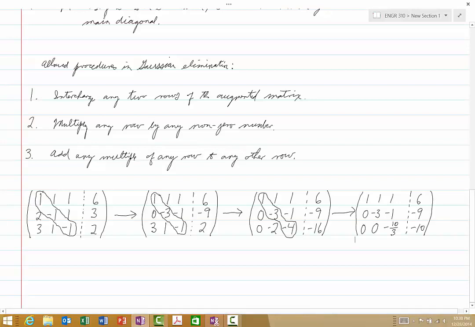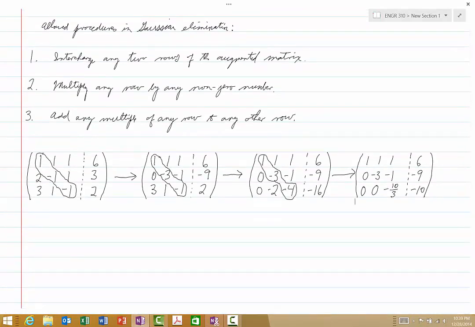So if we use the three procedures here, actually what we've done is just to use procedure 3 over and over. And if we do that 3 times, then we arrive at this augmented matrix right here. Notice that our main diagonal is 1, negative 3, negative 10/3, and everything below the main diagonal is a 0. And so we have achieved the goal of eliminating all non-zero terms below the main diagonal.